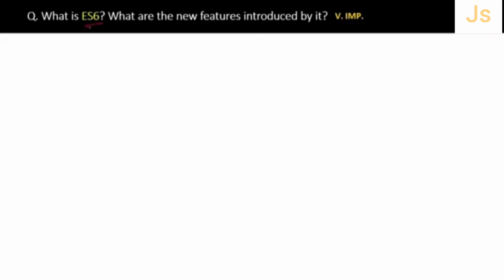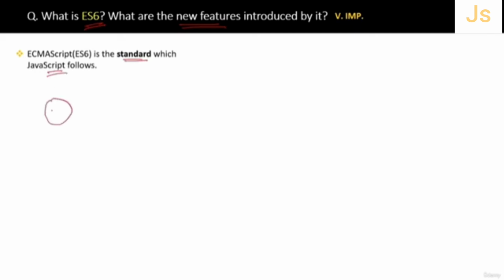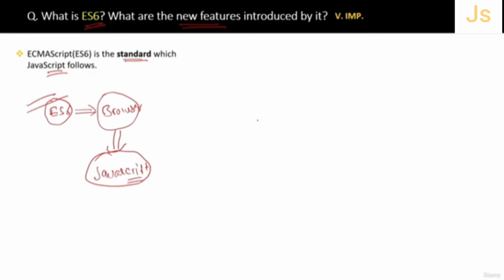What is ES6? What are the new features introduced by it? ECMAScript, which is ES6, is the standard that JavaScript follows. You can think of ECMAScript as a company, and whatever concepts it introduces for JavaScript, all the browsers like Chrome, Edge, Firefox have to integrate those APIs and functionalities into their JavaScript engines. So it is like the top level for JavaScript, like ES6, okay?